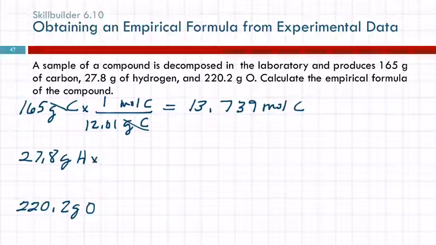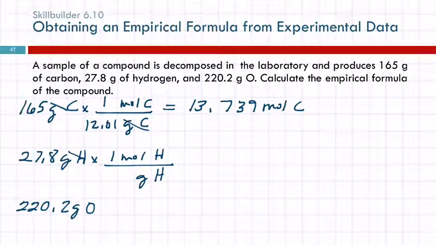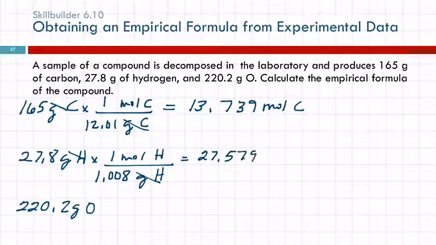For hydrogen, I've got 1 mole of hydrogen on the top, and grams of hydrogen on the bottom, so the units cancel out. And for hydrogen, it's 1.008. 27.8 divided by 1.008 is 27. We should also have 3 sig figs. There's my 3, and here's my 2 extras, moles of hydrogen.